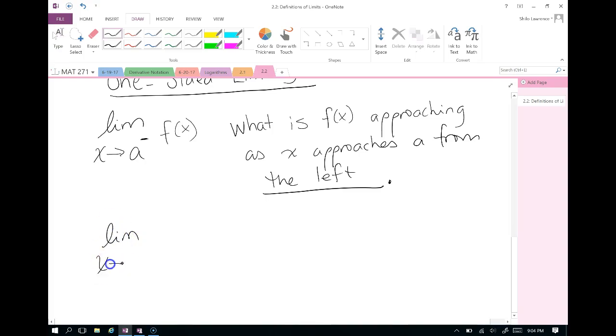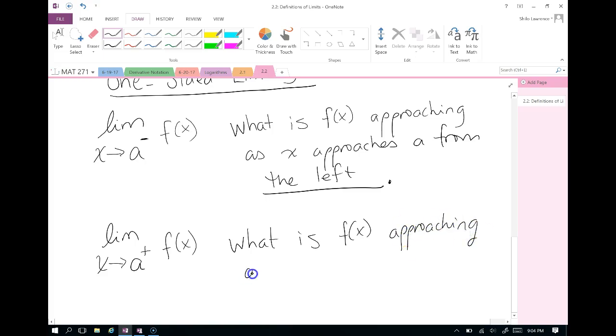So with that in mind, if we want to only approach from the right, so if minus means left, plus means right. So if we see a little plus in that spot, we want to know what is f of x approaching as x approaches a from the right.